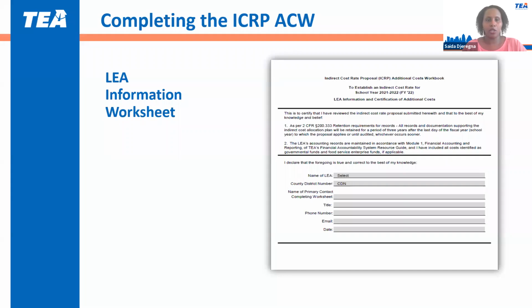The other information required here is the name of the primary contact. This would be the person completing the worksheet, and this will be the person that we're going to contact if we need clarification or have any question regarding the district's ACW. And the title of that person, the phone number, email, and date of completion and submission.